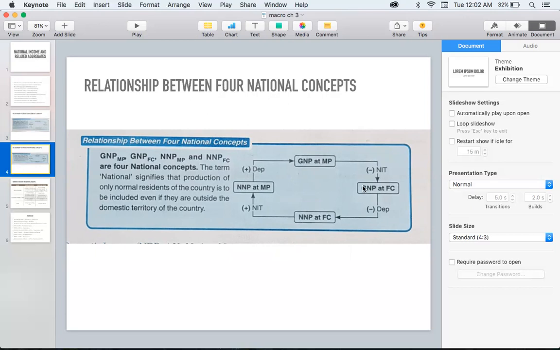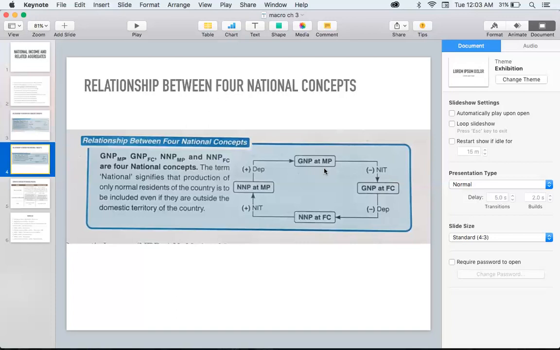So what is gross national product at market price? Gross national product at market price refers to the gross market value of all final goods and services produced by the normal residents of a country during a period of time. Here, because it is a national concept, I am saying that it is produced by the normal resident anywhere in the world, and if it is produced by an Indian, it will be added in the national concept.